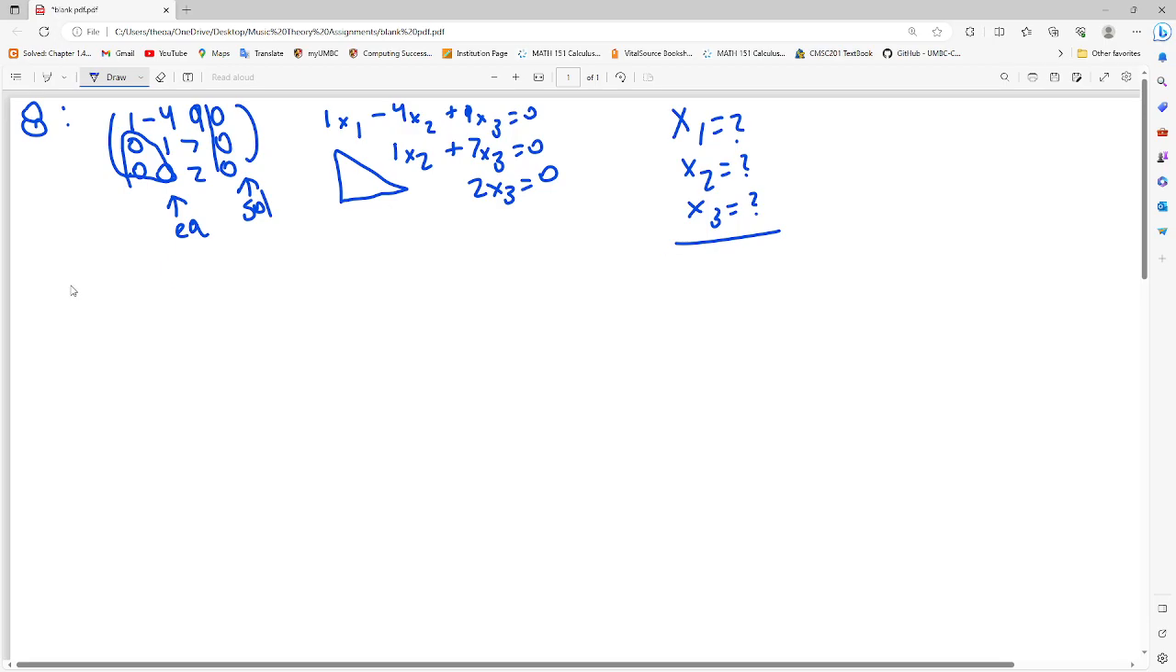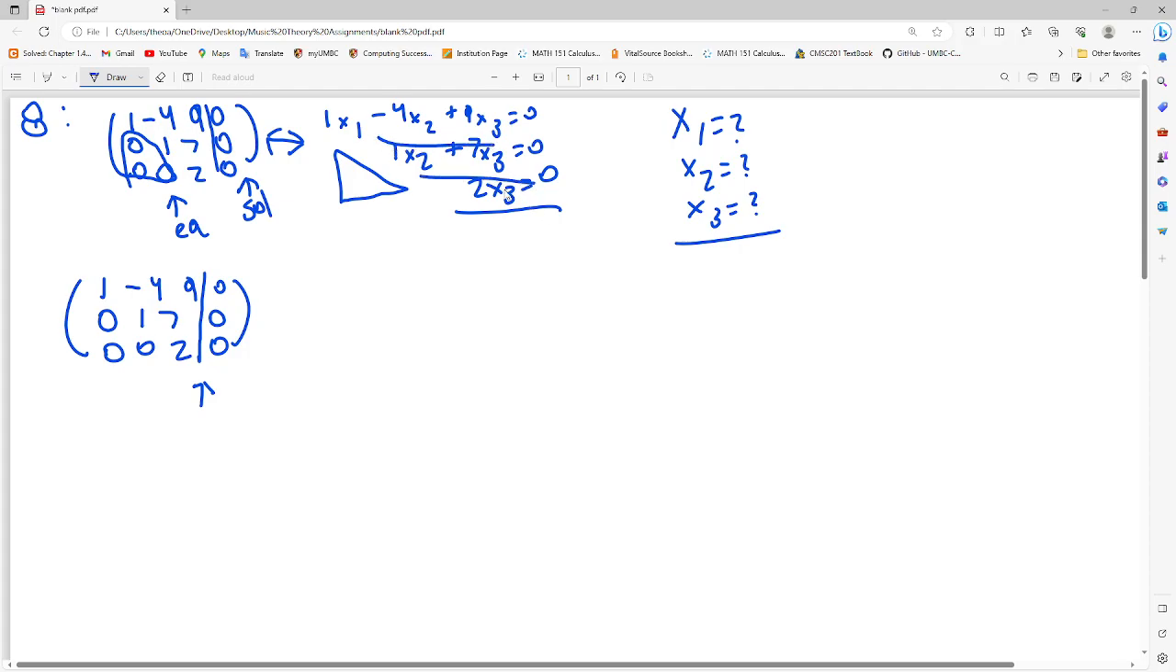So let's consider back our original matrix. We had 1, -4, 9, 0, 0, 1, 7, 0, 0, 0, 2, and 0. So let's look at the bottom part right here. Notice that this and this are the same thing. One's just without all the variables, one's with the variables. But you can write these as the same thing. And that kind of helps when you're looking at it, trying to find the solution set if you have the variables in front of you. But this right here is the same thing as saying 2x3 equals 0.